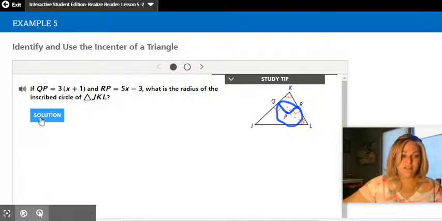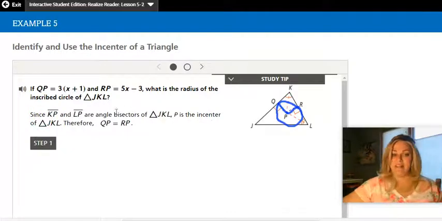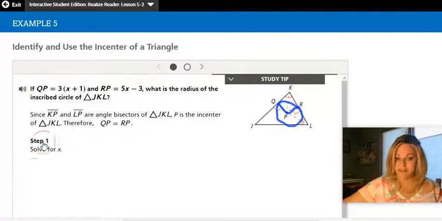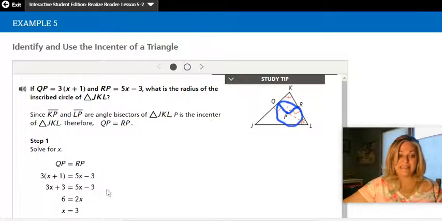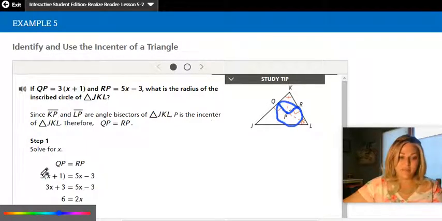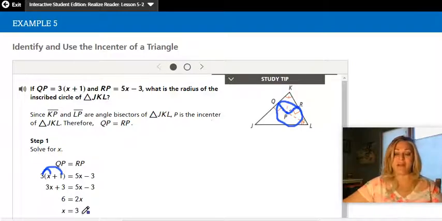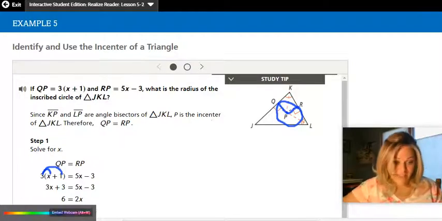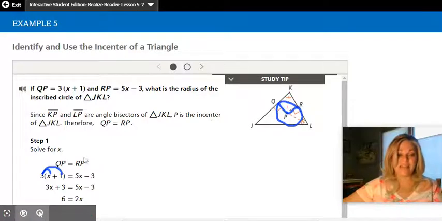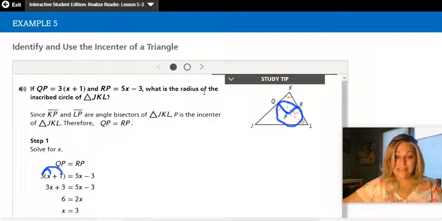So I'm going to show you the solution. It even tells you they're the angle bisectors, therefore the segments are the same, so set them equal to each other. It shows you step by step: you distribute the 3, move the x's to one side, and solve for the variable x. But it does not ask you for x. It actually asks for the radius. So what is this actual length?